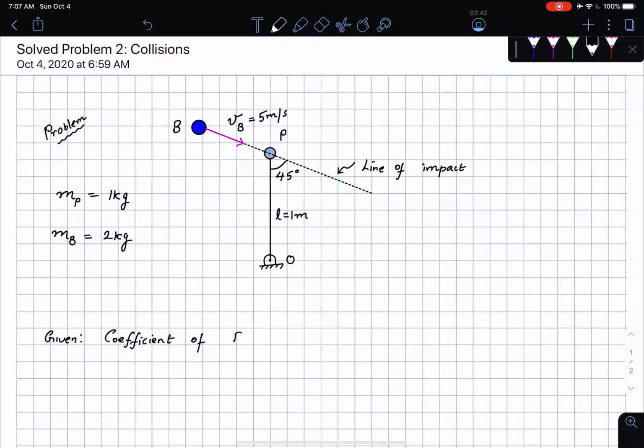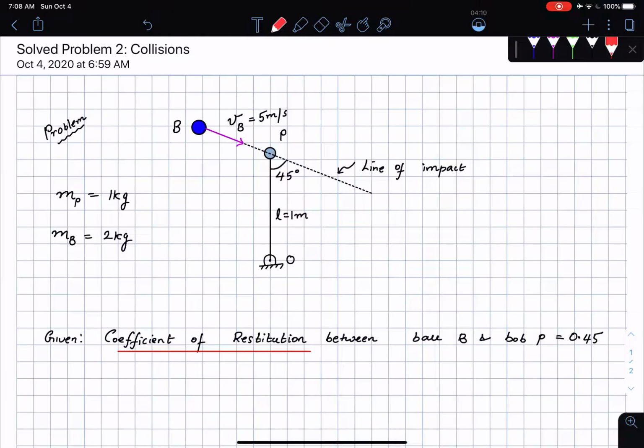So given the coefficient of restitution between the ball B and the bob P is 0.45. Okay, so coefficient of restitution is a term that I have defined in my lecture notes, and this is something that I would like you to go through and see. We're going to make use of that in our problem today.